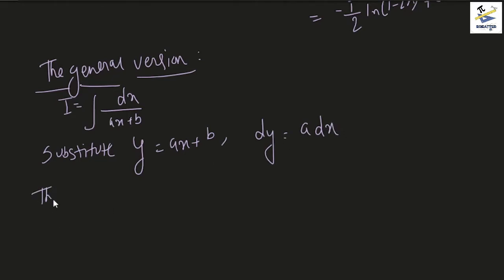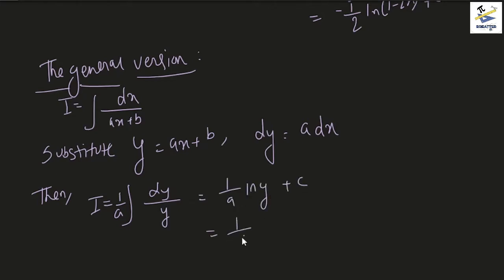Then I should be equal to the integral of, dx is dy by a, so put 1 by a outside, dy here, and this should be y. So this would give you 1 by a ln of y plus c, and if you put back the value, it would give you 1 by a ln of ax plus b plus c, which is the answer.